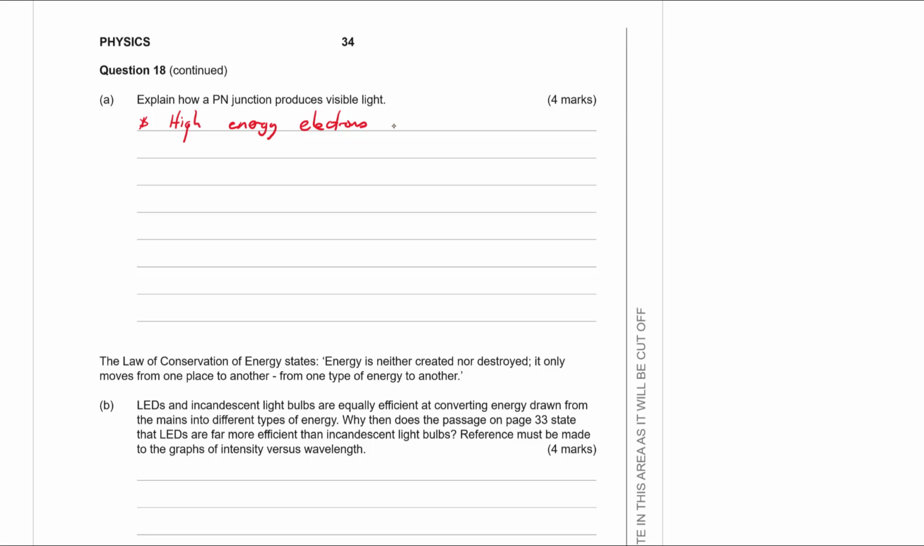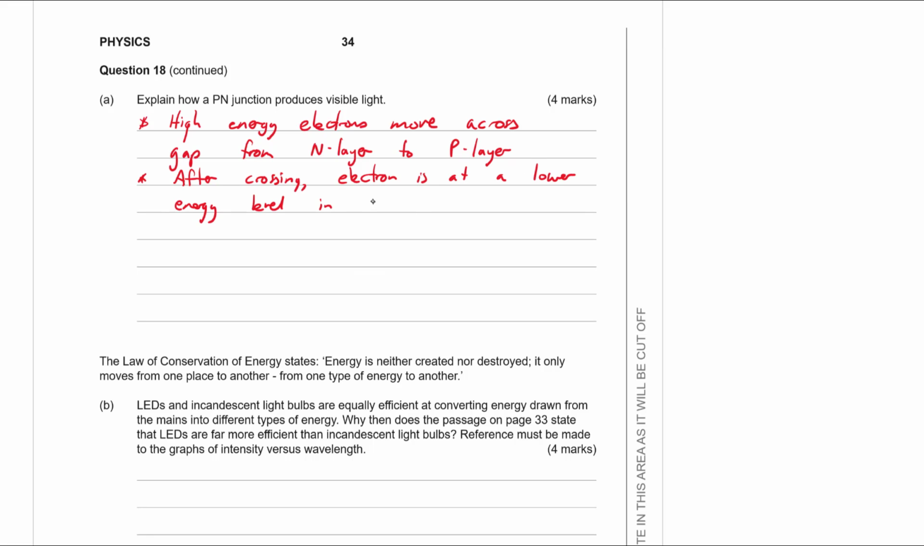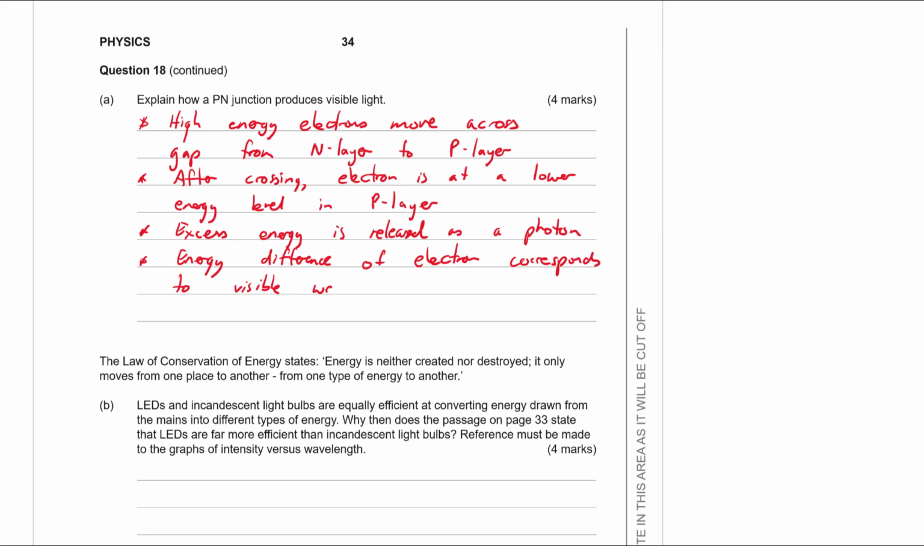So I would answer it by first mentioning that the high energy electrons move across the gap from the N layer to the P layer, and then after they cross, the electron is now at a lower energy level in the P layer. The excess energy after the crossing is released as a photon, and why is it visible? The energy difference of the electrons corresponds to the visible wavelengths of light, and I've just put the formula there that also sort of helps cement that information.